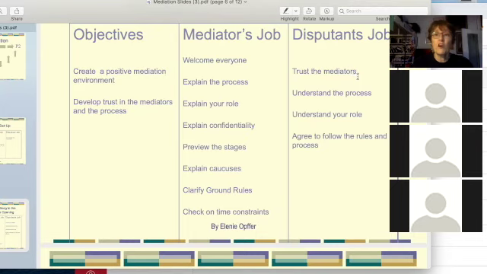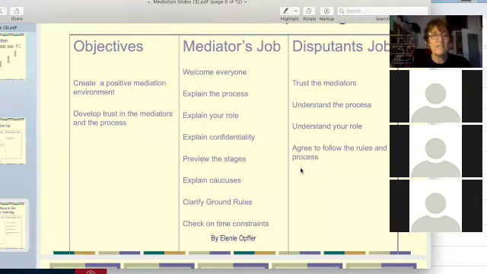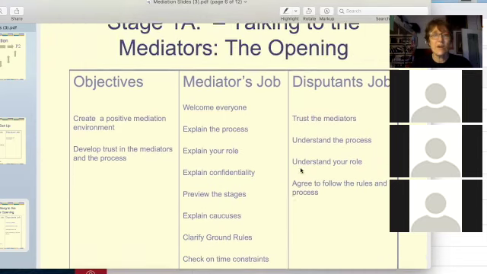Okay, what you're hoping happens as a result is that they develop trust in you as the mediator, that they understand the process, that they know what your role is, and that they agree to follow their ground rules. That doesn't mean that they will. You have to keep reinforcing them, okay? That's the challenge of being a mediator. Any questions about this stage or this part of stage 1? Any questions at all? Okay, so that's the opening.